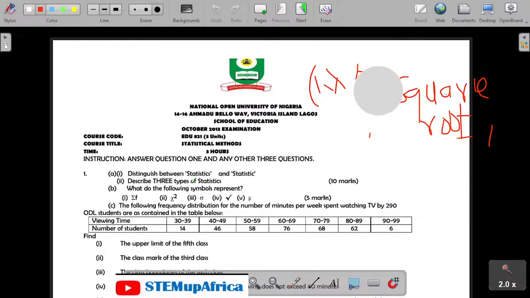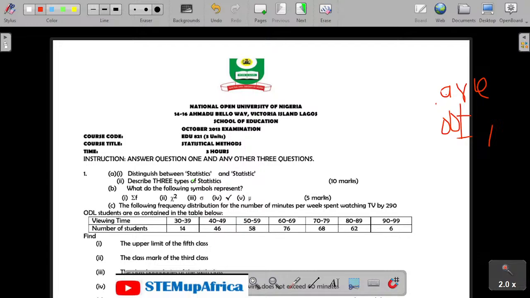Then, if you go to Roman figure 2, the question says the class mark of the third class. Now, we have mentioned class interval. The range from this one to this one is called class interval. Under the class interval, you have lower class limits and upper class limits. The lower class is the first one, the upper class is the second one.